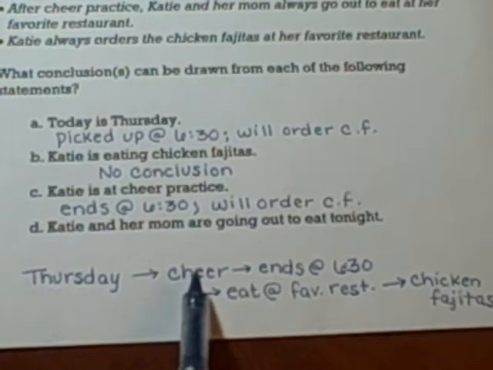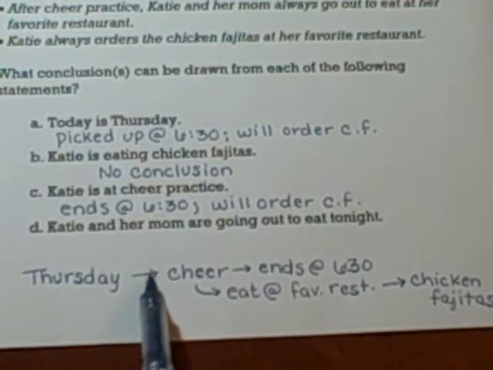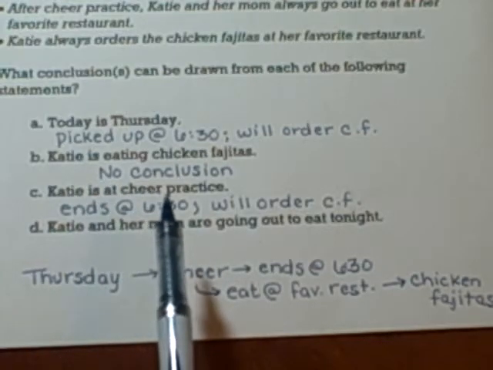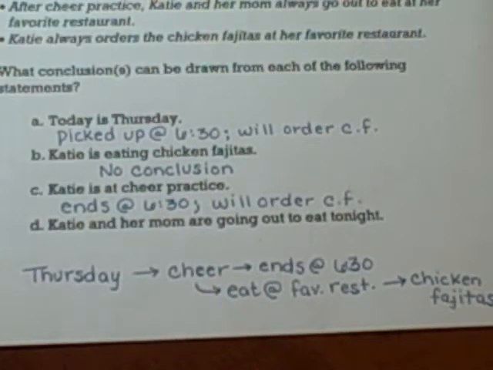What you can't say, what would be wrong, is to say that you know for sure it's Thursday. Notice that that would be working against the arrow. Okay? Maybe she has cheer practice on other nights of the week too. This says she has it on Thursdays for sure, but maybe it's on other days as well. Maybe she has Tuesday night practices. Who knows?